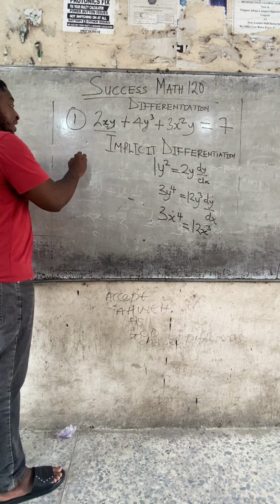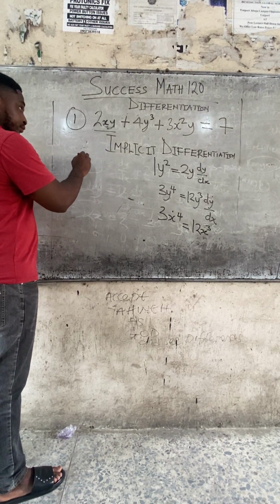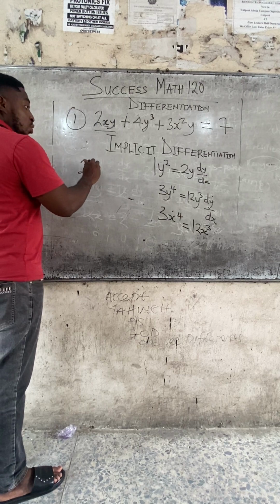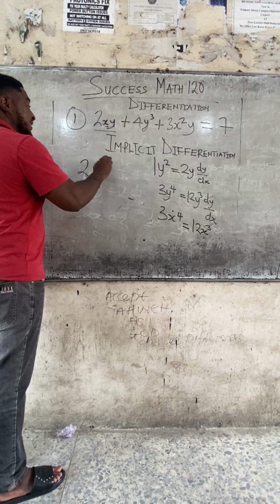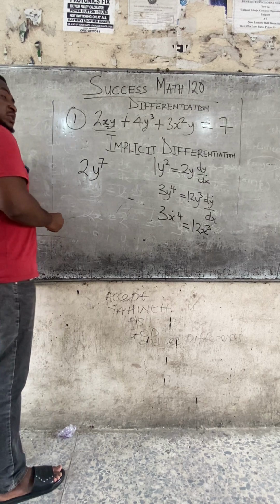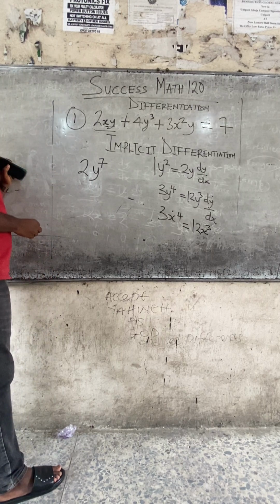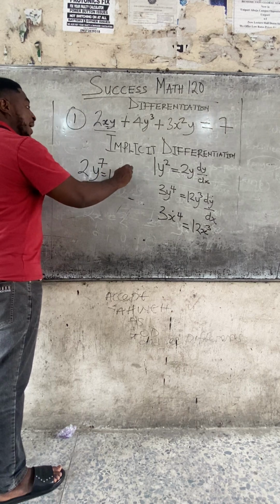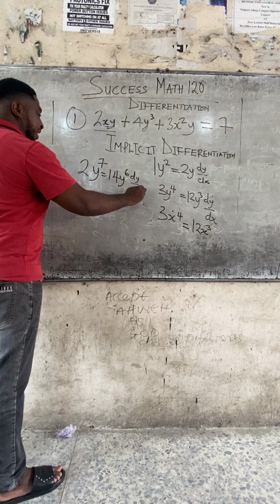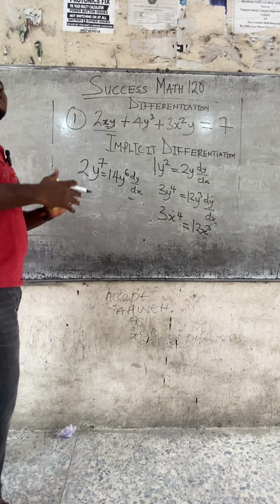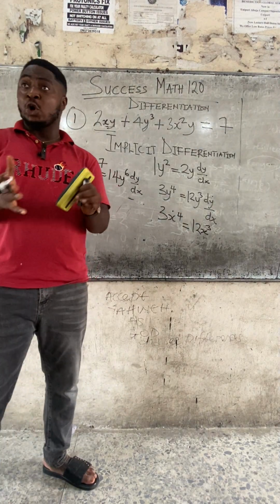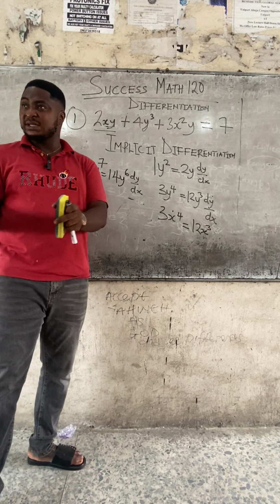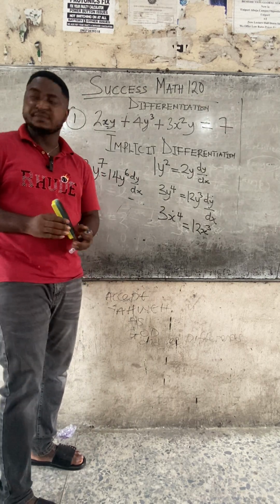So if you have to differentiate 2y raised to power 7. Differentiate 2y raised to power 7, what will you have? 14y raised to power 6 dy. Thank you. So for every y component that is differentiated, a dy dx is introduced. For every y component that is differentiated, a dy dx is what? Introduced. Class, are we following?